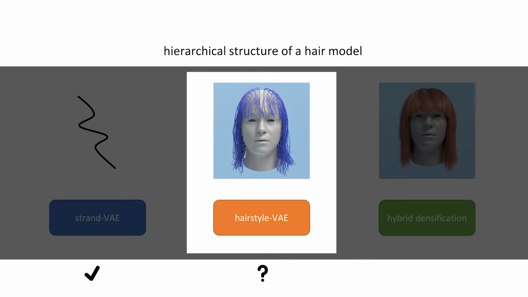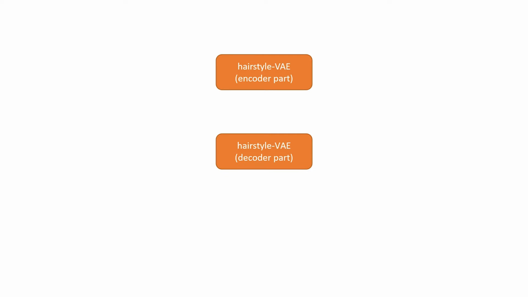Now we come to the second level of our hierarchical representation, the hairstyle level. At this level, a hair model is represented by sparse guide hairs. These guide hairs are encoded into a low-resolution latent map. We train a hairstyle variational autoencoder to establish a hairstyle latent space. The hairstyle VAE contains an encoder part and a decoder part.